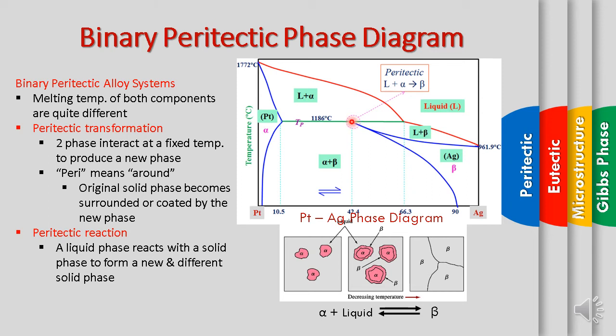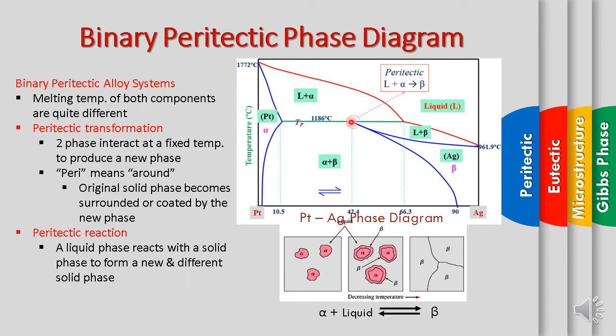So we will see a difference of microstructure compared to peritectic. In this case, the melting temperatures of both components are quite different. Okay, peritectic: there is a transformation from this alpha plus liquid line, and then it hits the peritectic temperature at 118 C. From there, there is an intersection of the line of beta, also the line of alpha plus beta, also the line of beta plus liquid, and also alpha plus liquid here.